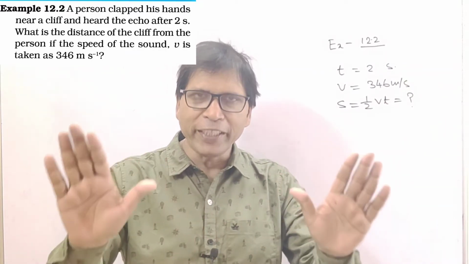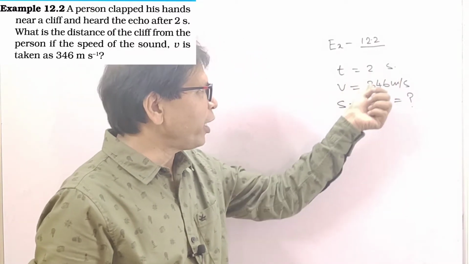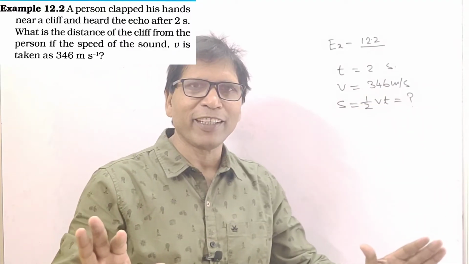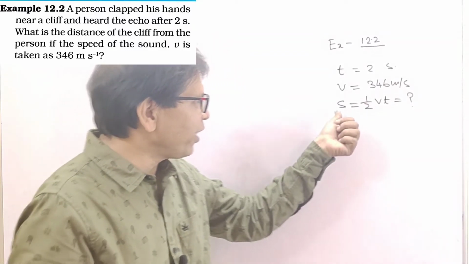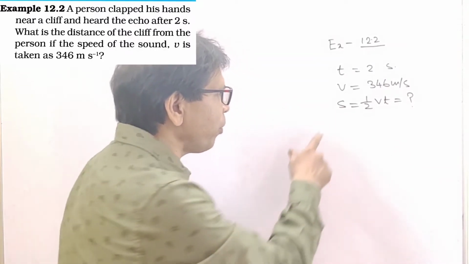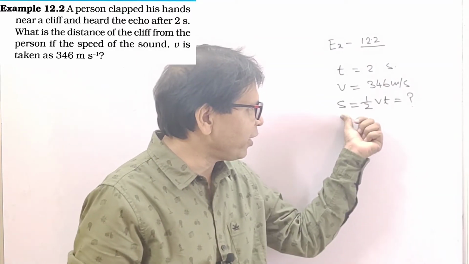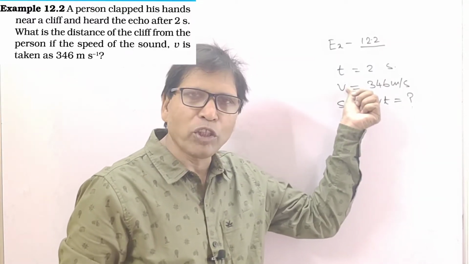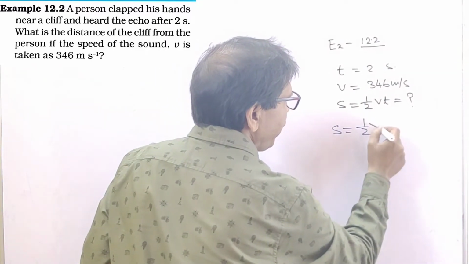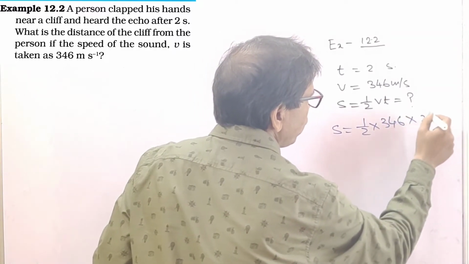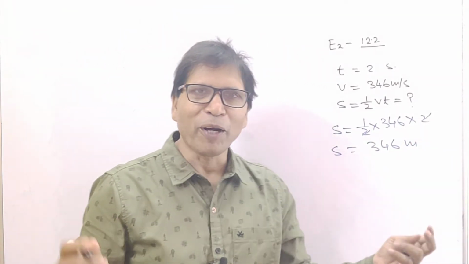Now example 12.2. A person clapped his hand near a cliff and heard its echo after 2 seconds. The speed of sound wave is 340 meter per second. We have to calculate the distance of cliff from the person. This is the formula to calculate the distance of reflector from the observer: s equals half into v into t, where v is the velocity of sound wave and t is the time of hearing echo. So s equals half, v is 346 and t is 2. Now this 2 and this 2 cancel out. So s equals 346 meter is the distance of cliff from the person.